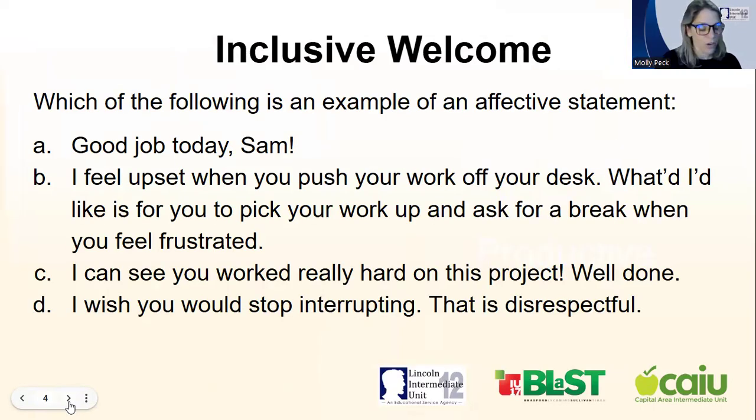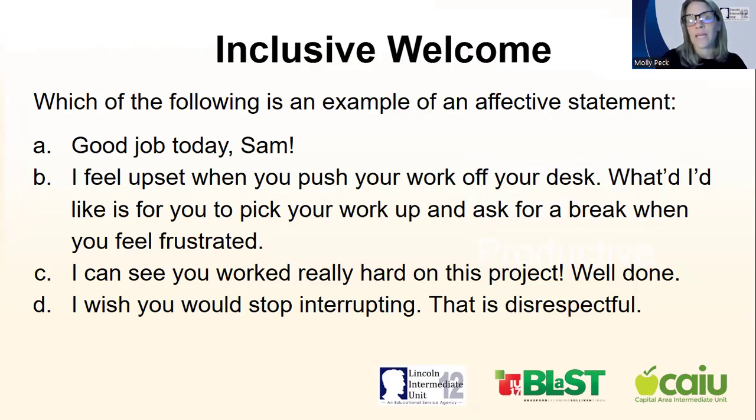All right, to start, since this is an advanced session and hopefully we do have some background knowledge on what affective statements are, I'd like us to respond to this multiple choice question. If you need to, you can pause the recording so that you can read through it. I will do that now.